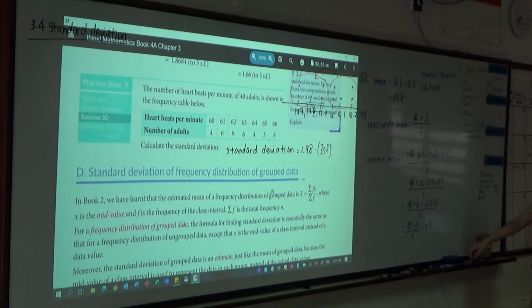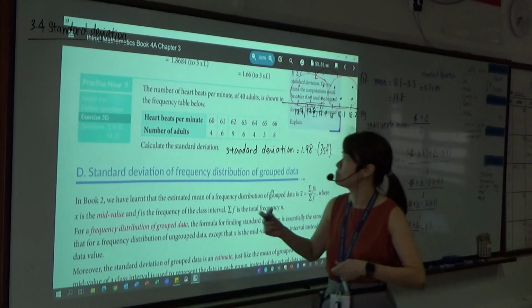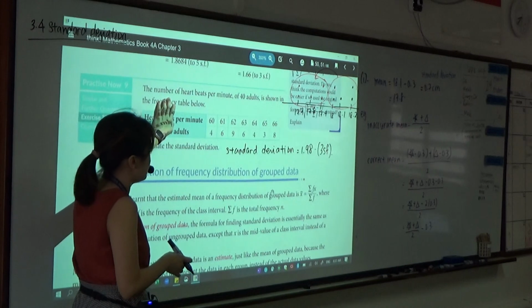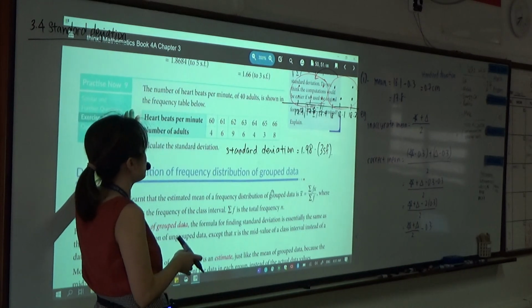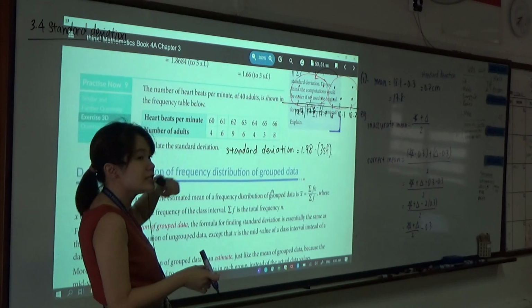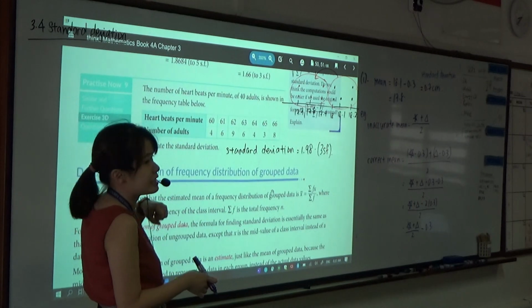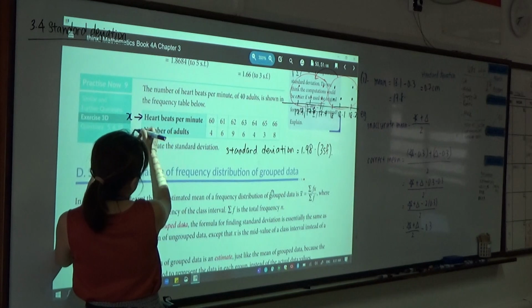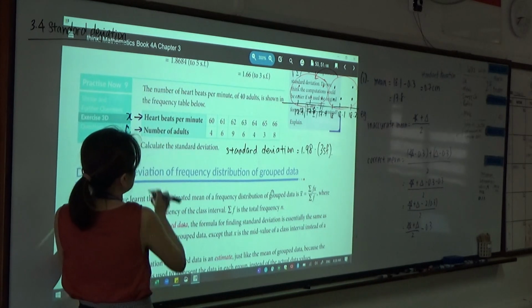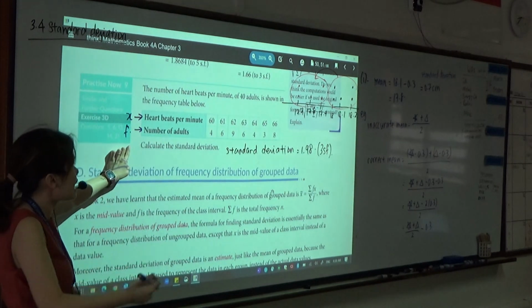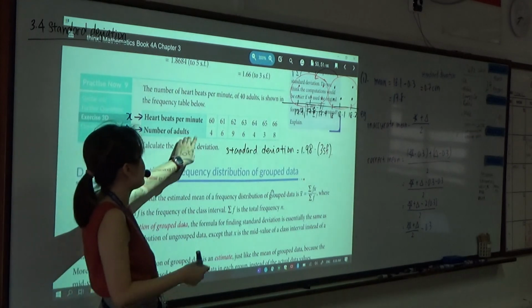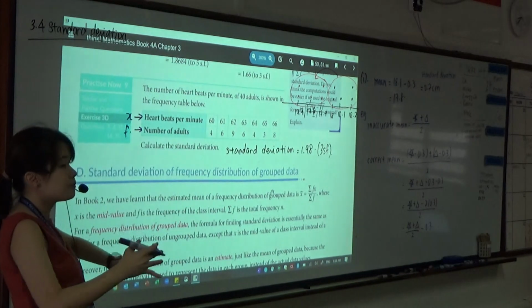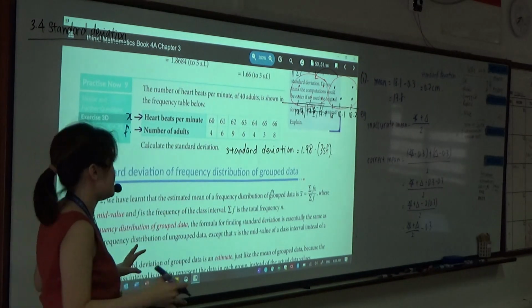So to interpret the data, over here it says the number of heartbeats per minute of 40 adults is shown in the frequency table below. So the data value that you're measuring is actually the heartbeats per minute. So you should recognize this as your X value and this as your frequency, because we are counting the number of people that share this data value itself. So make sure that your table is actually arranged correctly.